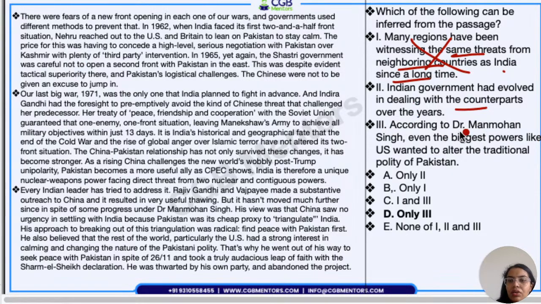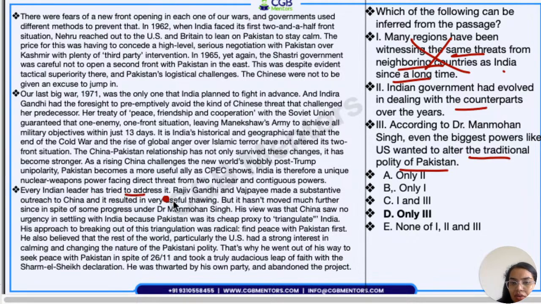Third is, according to Dr. Manmohan Singh, even the biggest power like US wanted to alter the traditional polity of Pakistan. So this is a very open option. The second one, इसके लिए आपको ज़्यादा पढ़ना पड़ेगा. The third option is where you can simply check the part where Dr. Manmohan Singh's name is mentioned. Okay, so we'll again go through it.